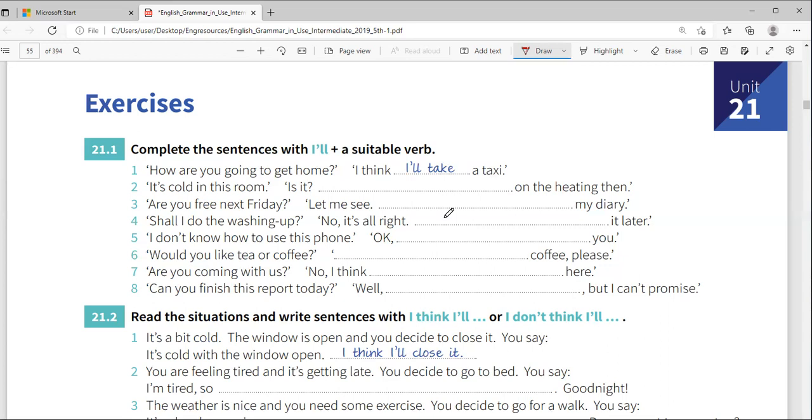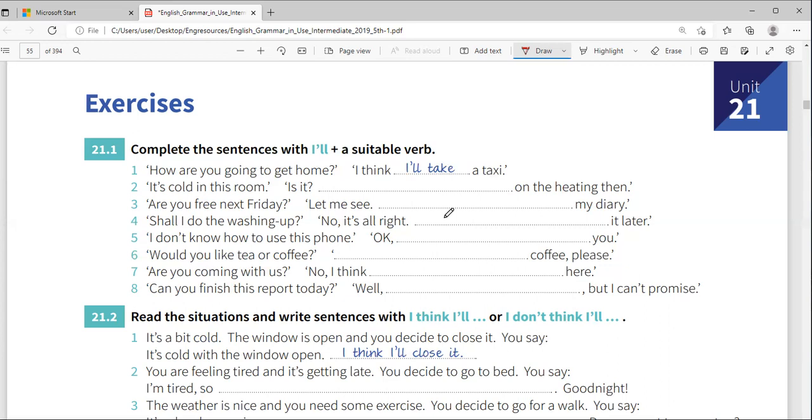Okay, number 4. Washing up. Shall I do the washing up? No, it's all right. I will clean it later. I'll do it later also. Shall I do the washing up? You know what? Do the washing up. Maybe some budget for some utensils. No, it's all right. I'll do it later.